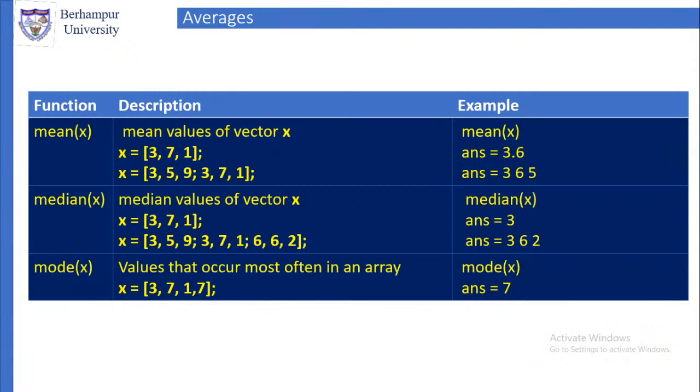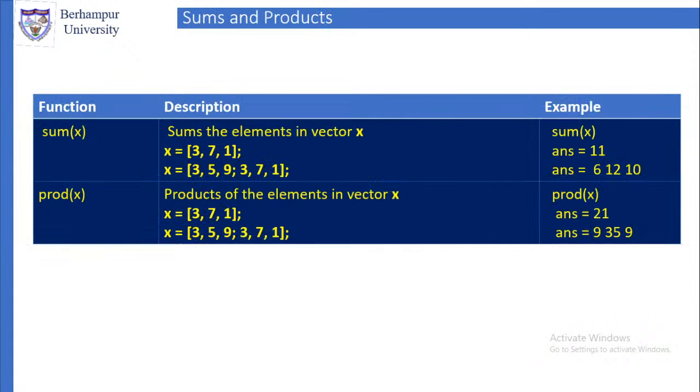Now let us come to sums and products. If you write sum, it sums the elements in the vector. For example, x is 371. If I write sum(x), it will sum 3 plus 7 plus 1, that will be 11. But in the next one, if I write sum(x) with 359 and the next row 371, it will sum the columns. Each column will be summed. So 3 plus 3 is 6, 5 plus 7 is 12, 9 plus 1 is 10. So that will be 6, 12 and 10.